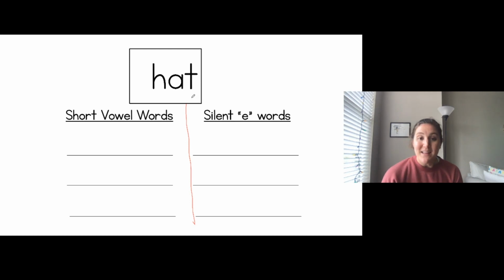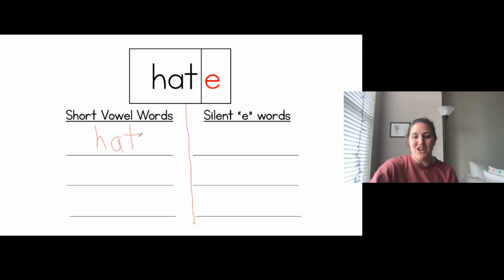Okay, where does this one go? Tap it out. Make sure you're making that short vowel sound. Does it go over here or does it go over here? Yeah, it goes over here, so you should write it with a short vowel. At, hat. Did you write that? Great job.